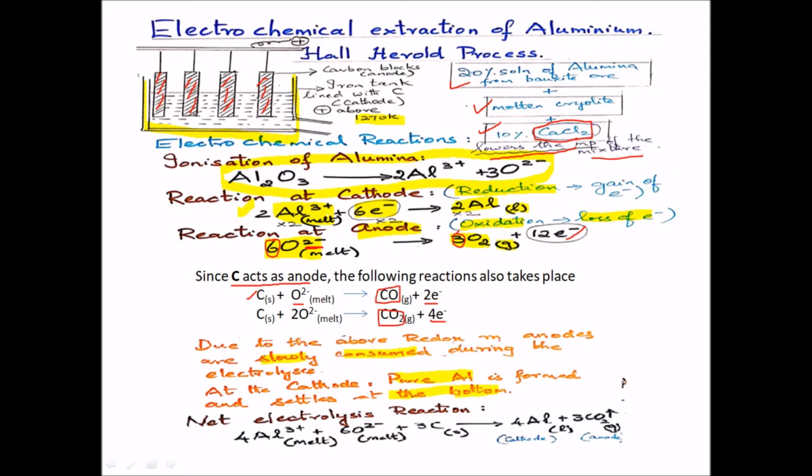The net electrolysis reaction can also be denoted as 4Al3+ in the molten state plus 6O2- in the molten state combines with 3 atoms of carbon in the solid state from the anode and forms 4Al, which is deposited at the cathode, plus 3 carbon dioxide in the gaseous form being released at the anode.